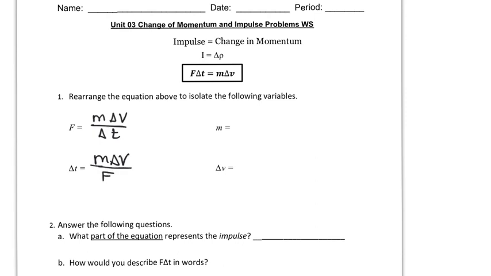To find the mass, you divide both sides by the delta v, so that the mass is by itself, and you end up with mass equals force times the change in time over the change in velocity. And for the change in velocity, you divide both sides by the mass, and you get force times the change in time over the mass equals the change in velocity.